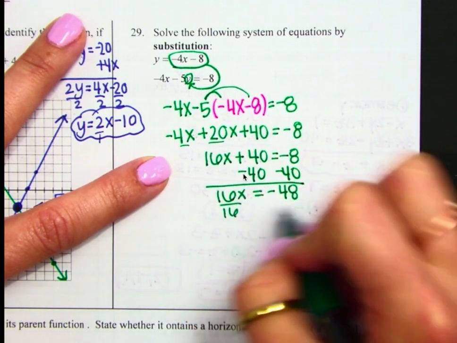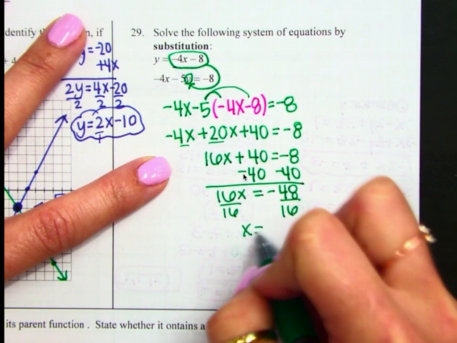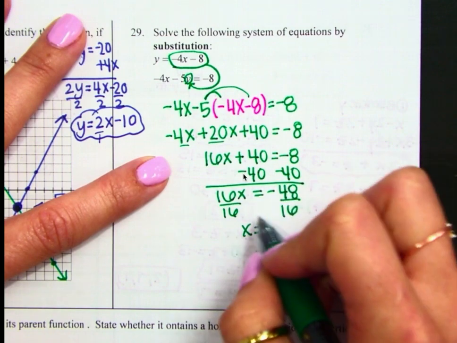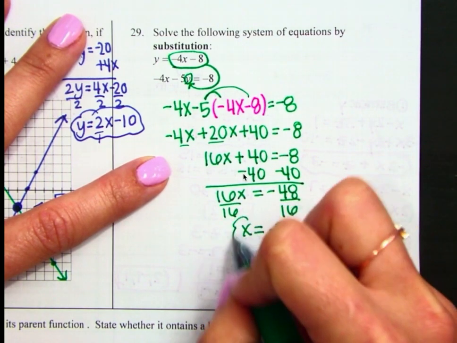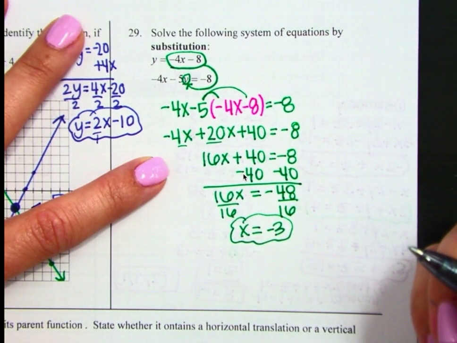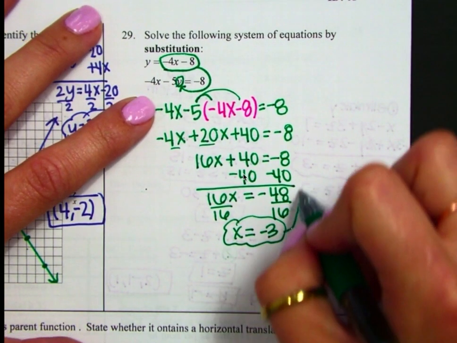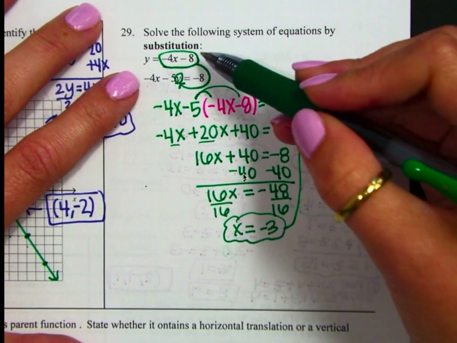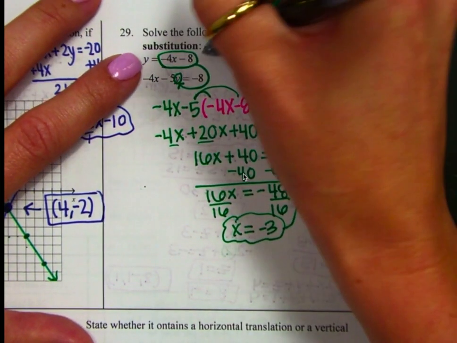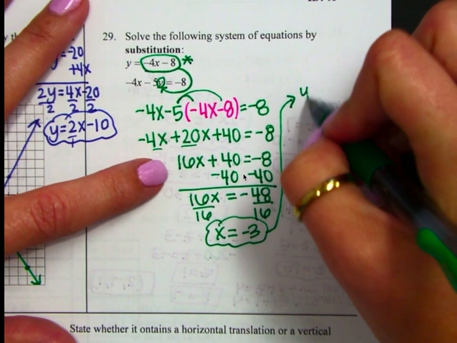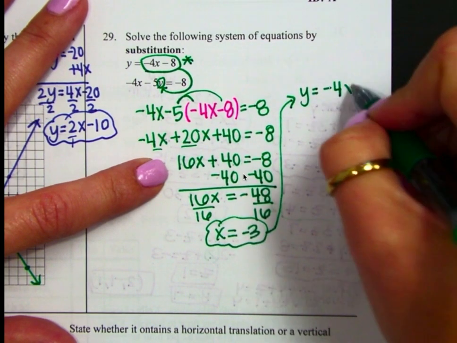Divide by 16, and we have x is equal to negative 3. Okay, so we're not done. Anytime we solve a system, we need to solve for x and also for y. So I'm going to take this answer and plug it into one of my original equations. It's going to be easier to use the first equation, so I'm going to go ahead and do that.